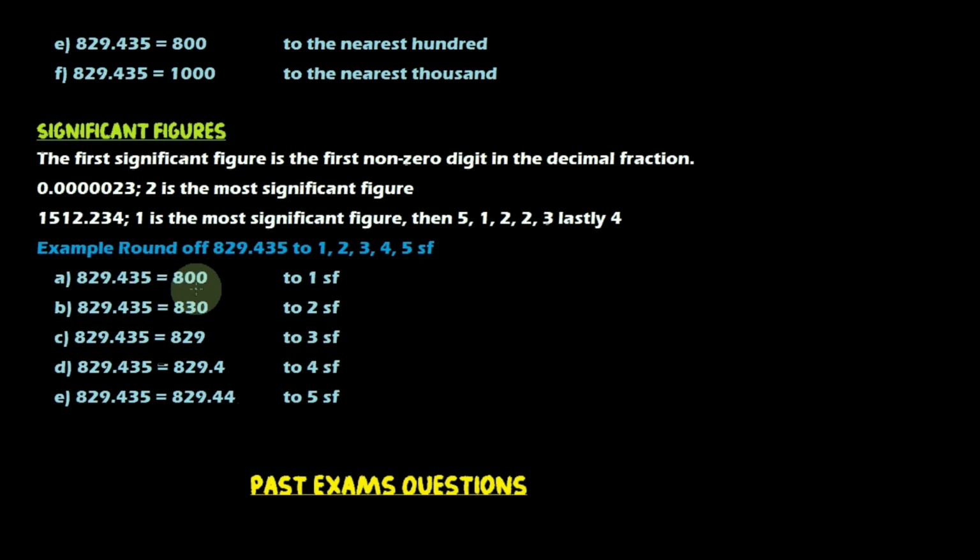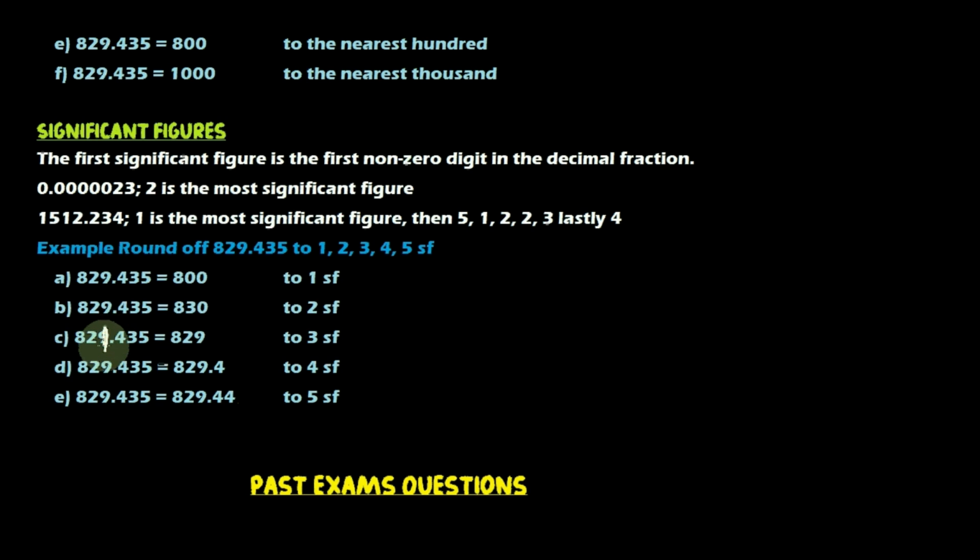We go to 2 significant figures. We look at what? At 2, since it's the second significant figure. We look at the what? At the right number, that is 9. 9 rounds up, therefore we add 1 on 2 and 9 becomes 0. We get 830.